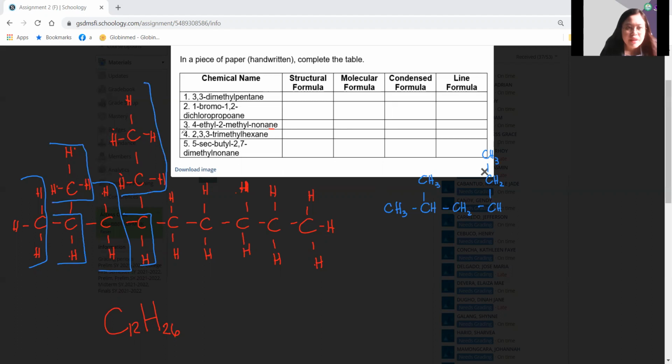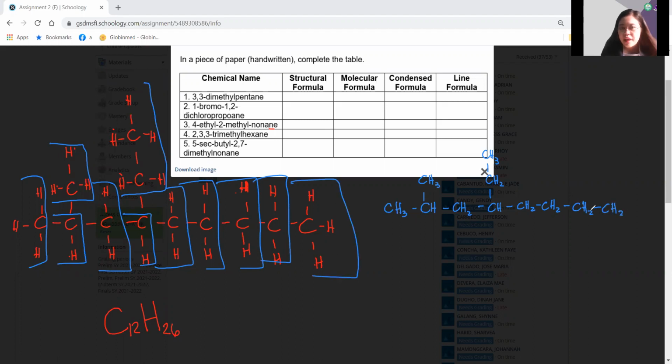So we are done with this. And then next, this one. This is a CH2. This is also a CH2. Another CH2. And then CH2, and lastly, we have here a CH3. So this one is the condensed formula of our compound.